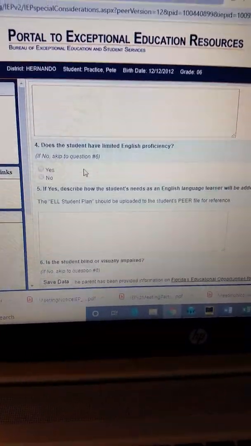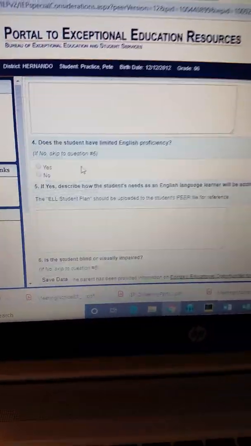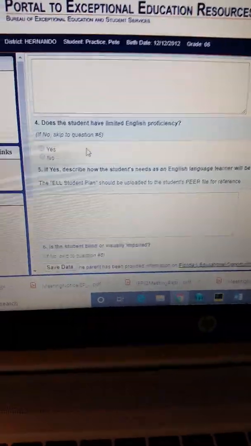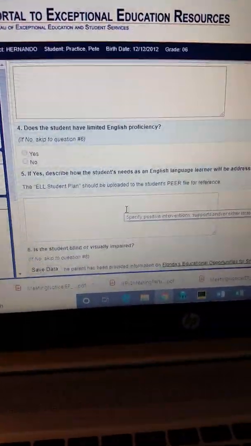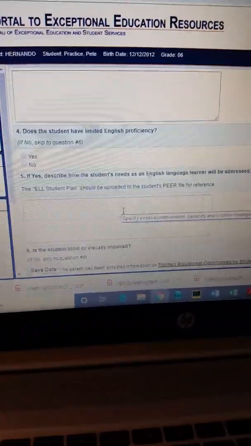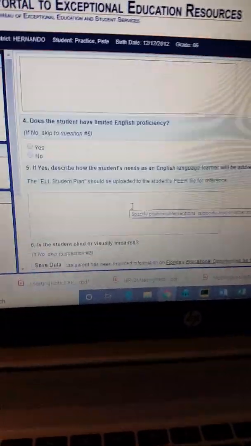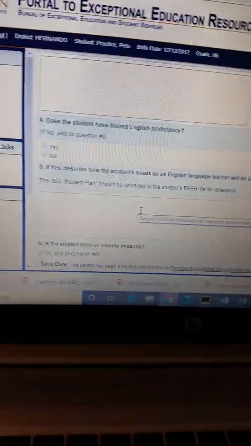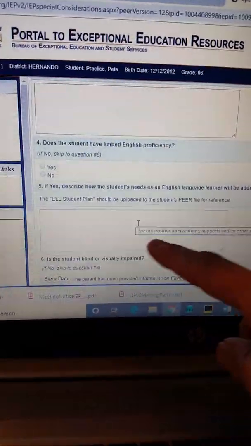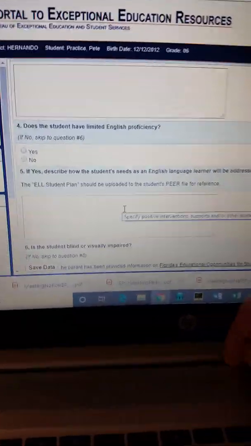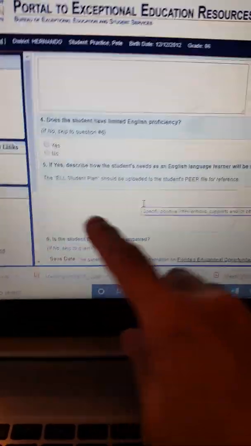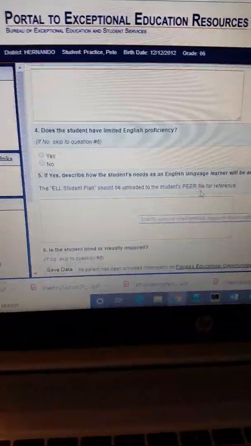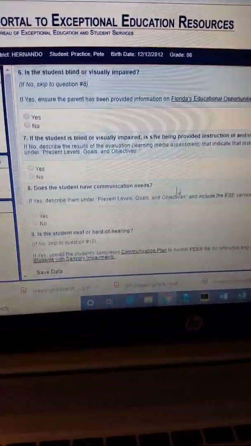Then right here is the student an ELL student or an ESOL student. We would say yes or no. And if it is yes, what is the plan for the ELL student, or the ESOL student? ESOL seems to be easier to say. So we would put this in there. Most of the time, I have my ESOL lead teacher at the IEP meeting, so she can help us with that, because we want to make sure that we capture what's going on in the school for that student.